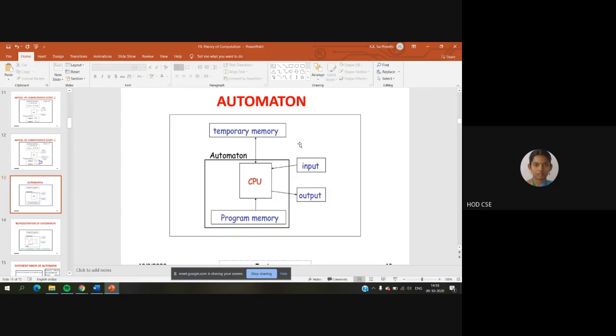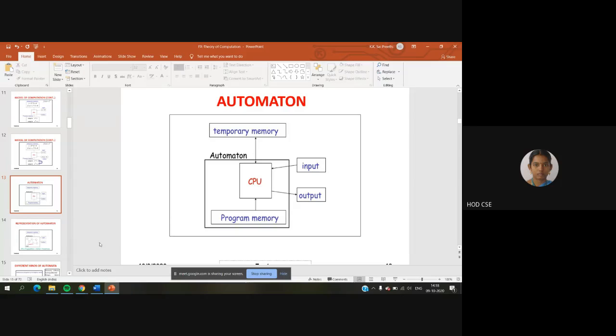The automaton is nothing but a model, and what is very important for performing the computation is the CPU and program memory. Why is program memory very essential? Because it gives how the computation can be performed. The CPU and the program memory combined together are called the automaton, because processing is very important, and how the processing has to be carried out is very important.